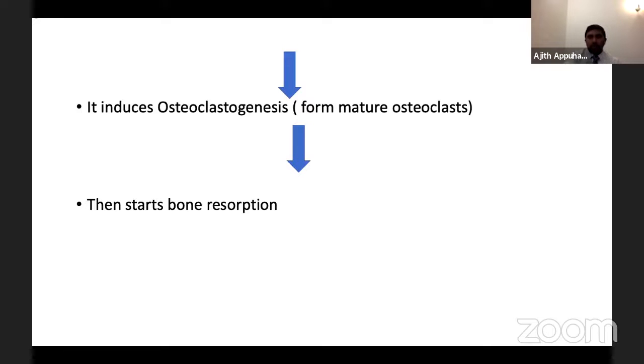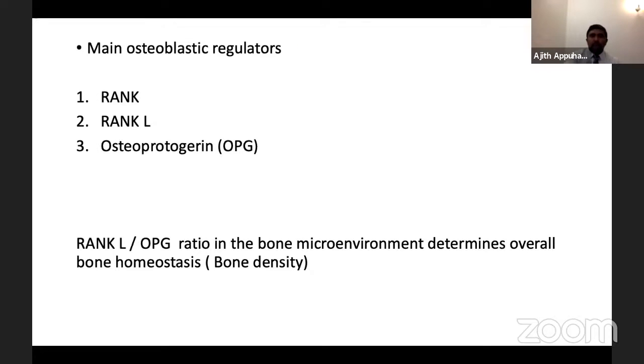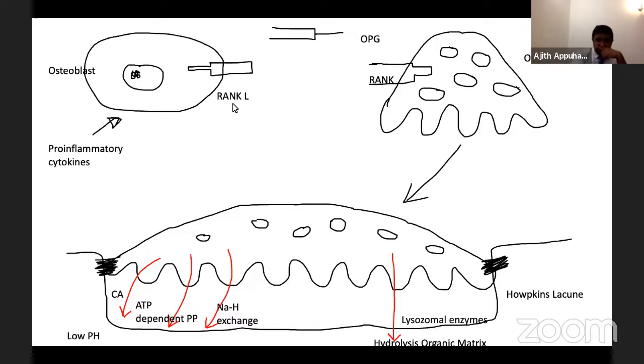That is called osteolysis. So what are the main regulators here? This could be an MCQ: RANK receptors, RANK ligand, and osteoprotegerin. I will explain what osteoprotegerin is. This is the mechanism I explained. This is the osteoblast, which contains RANK ligand, and this is the immature macrophage with RANK receptors. Once the RANK ligand couples with the RANK on macrophages, these macrophages get activated and become osteoclasts, and they bind and start resorption.